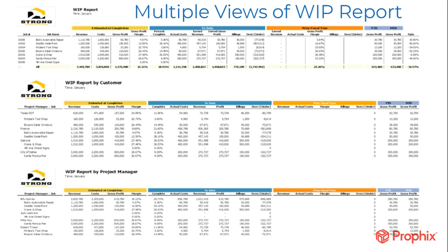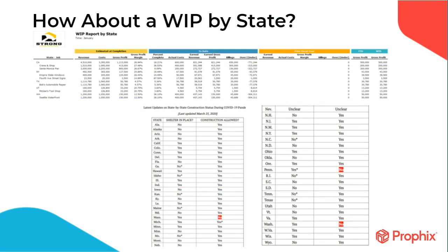And then a WIP by project manager is good to show how profitable the project managers are, if they have over or under billings on there. And then you might want to have one by estimator. Having a WIP report by estimator is a good way. So a lot of different ways you want to be able to look at it. And in light of COVID, how about a WIP report by state or city with all the shutdowns going on?